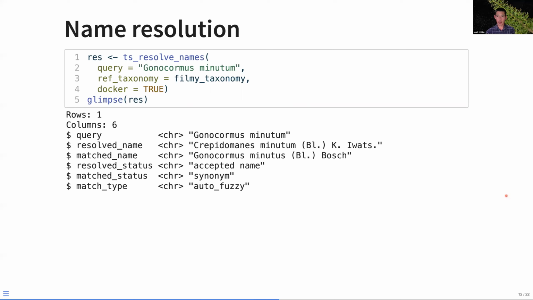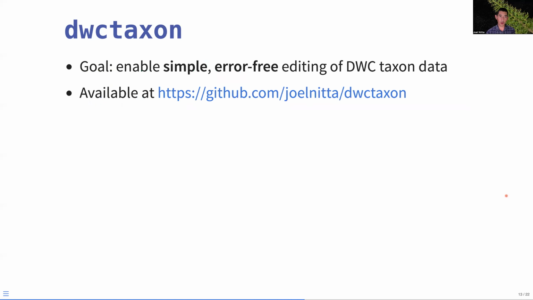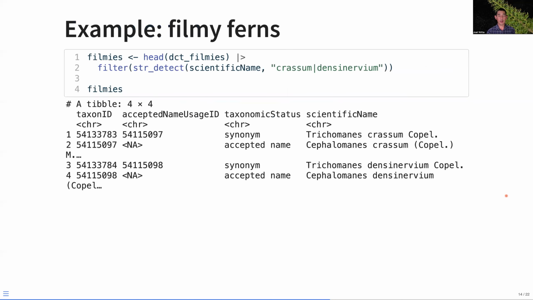data. Now, of course, the key to doing that is having a well-maintained reference taxonomic database that includes both synonyms and accepted names. And that's where dwctaxon comes in. So the goal of dwctaxon is to enable simple error-free editing of taxonomic data in the Darwin Core format. And it's also available at my GitHub, joelnitta/dwctaxon.